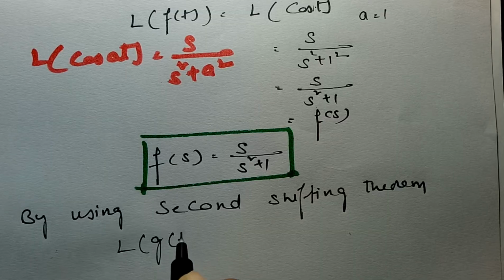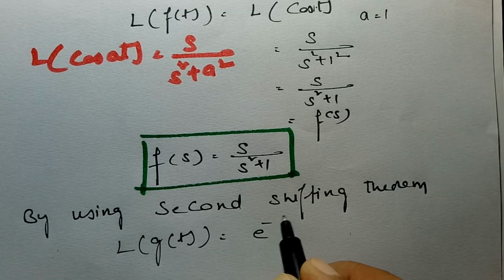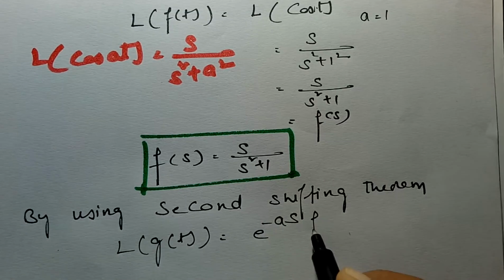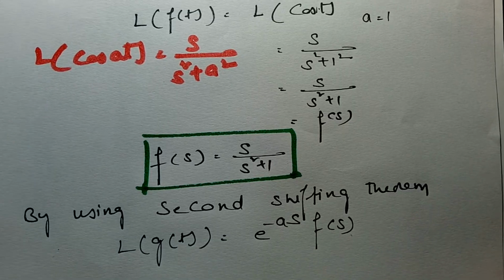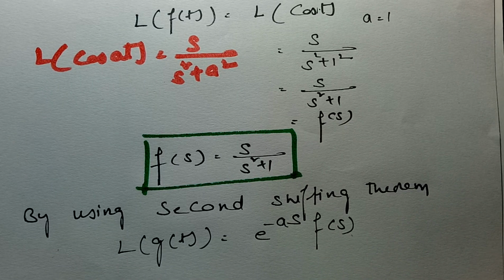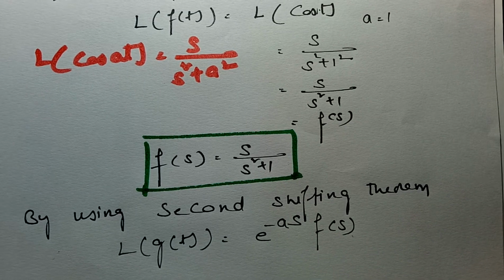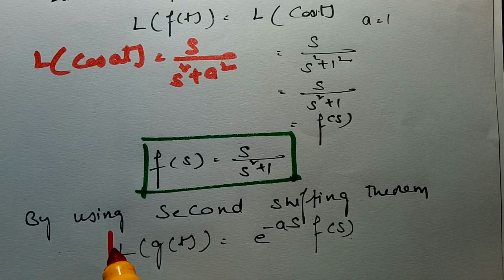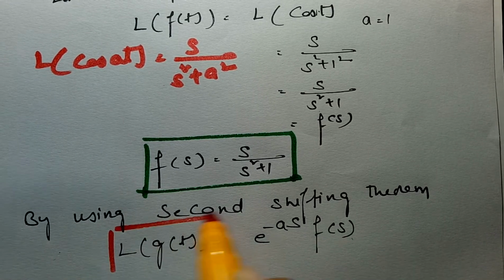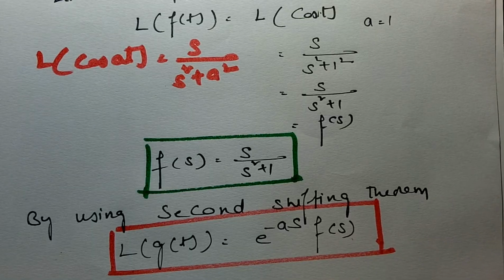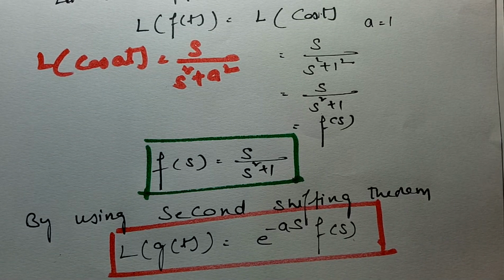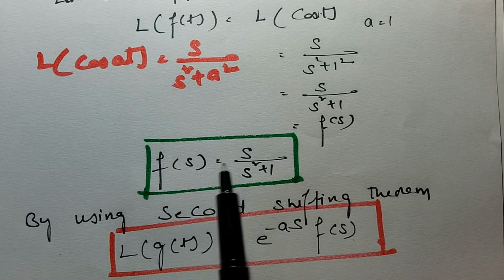Laplace transformation of g of t is equal to e power minus as into f of s. So this is the formula I said you to remember. Now I am using this. So f of s is ready here.